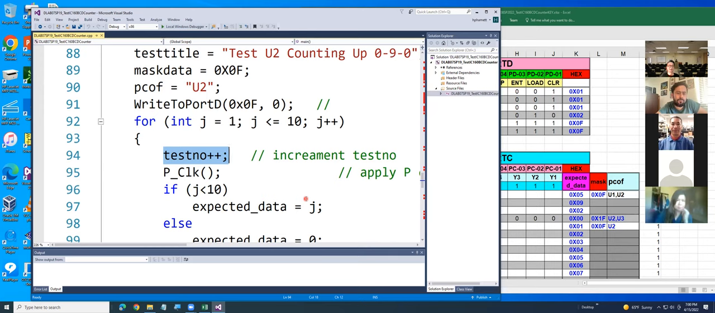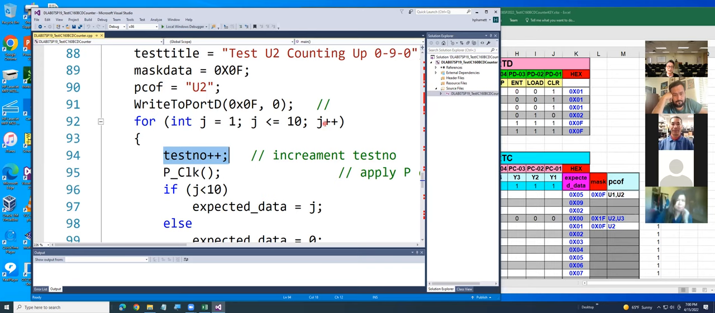Isn't it from 0 to 10? So that'd be 11, right? If it starts at 0, it has to be 9. Mr. Fan, your loop is from 1 to 9 because you're saying where that J has to be. Okay, never mind, 10 times, you're right. When you say integer J equal 1, if J less than 10, that means it does 10 times. When it equals 10, it stops.